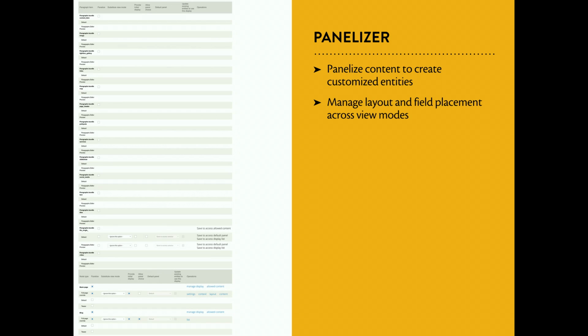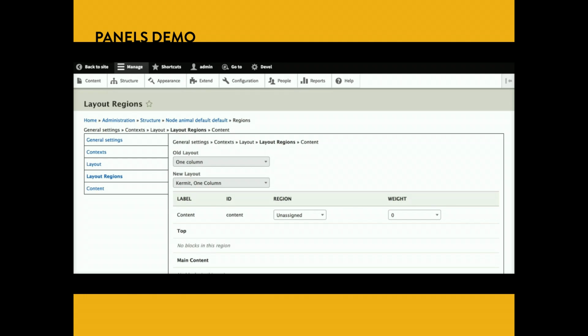It's a way to manage a layout and the field placement across different view modes, and by view modes I mean back to that core concept of you've got your default view, your teaser view, you can make additional ones. Now in core, you can make additional view modes. It does support revisions, which is great. And another example of the kind of things you would see when you're editing in panels is this.